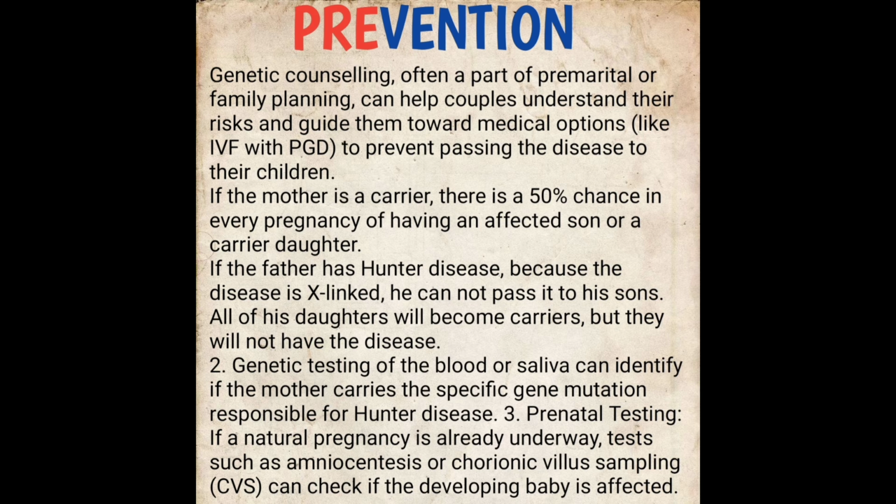Genetic testing of the blood or saliva can identify if the mother carries the specific gene mutations responsible for Hunter disease. Prenatal testing is another way, where the pregnancy is already underway and you collect a sample from the baby, by amniocentesis or chorionic villus sampling. This can be checked to see if the developing baby is affected.